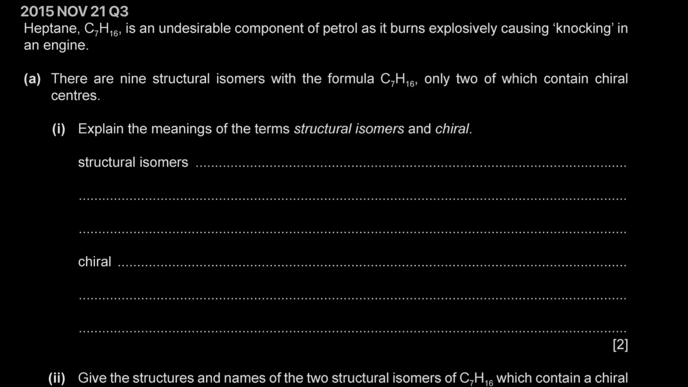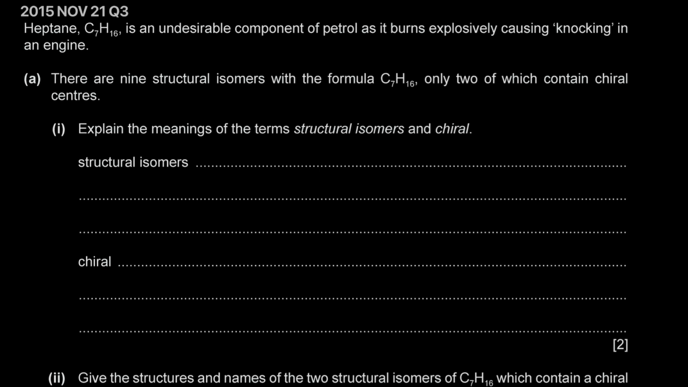So here we have 2015, October, November, paper 21, question number 3. Heptane, C7H16, that's the molecular formula, is an undesirable component of petrol as it burns explosively, causing knocking in an engine. There are 9 structural isomers with the formula C7H16, only 2 of which contain chiral centers. Explain the meanings of the terms structural isomers and chiral.